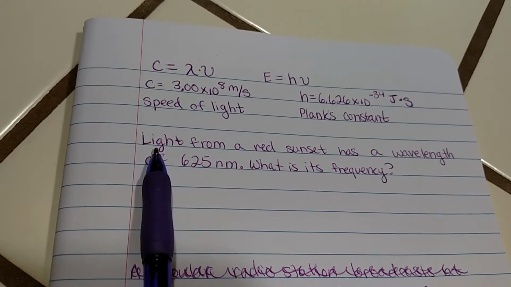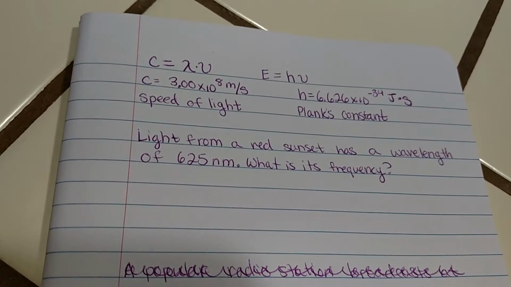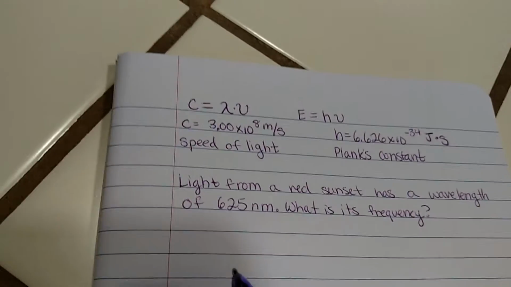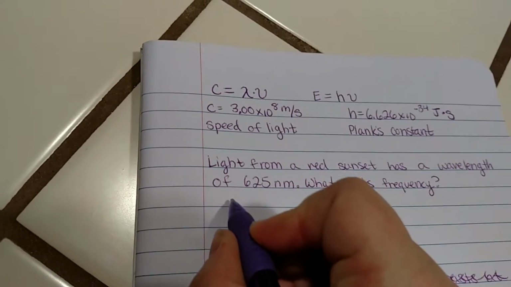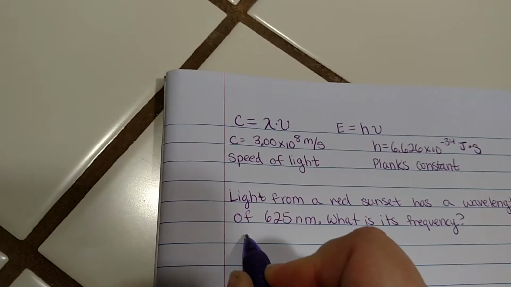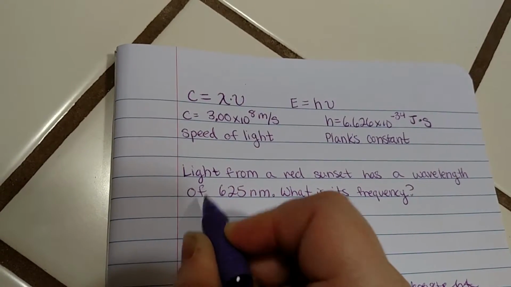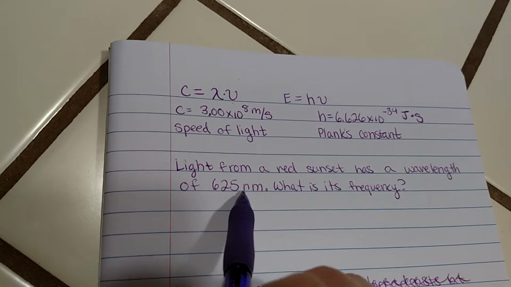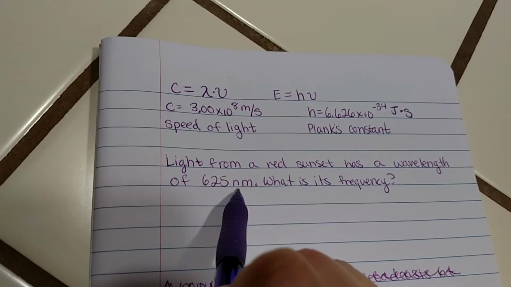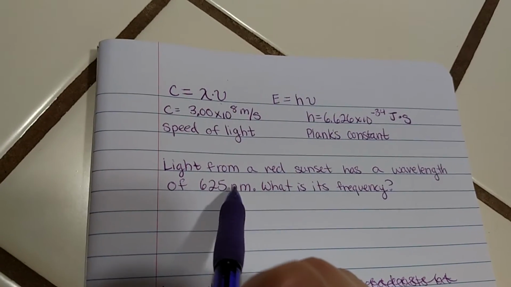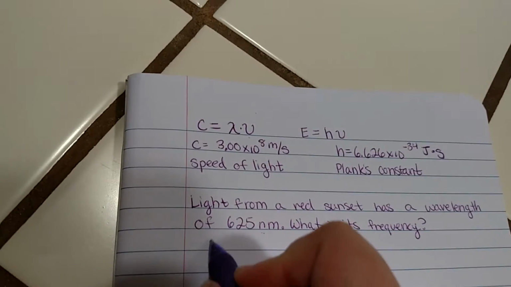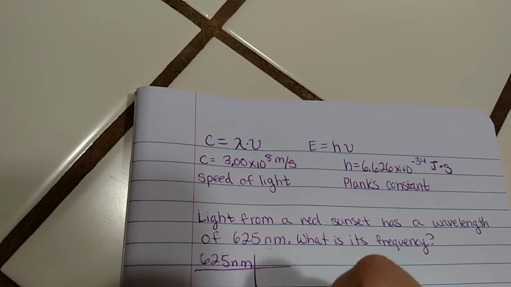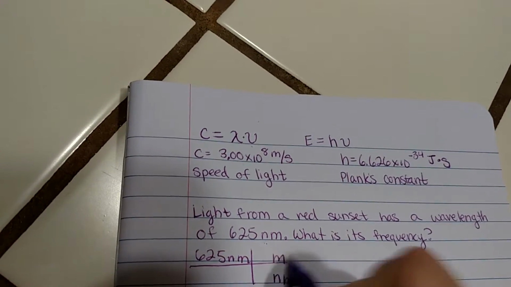Our first one says, light from a red sunset has a wavelength of 625 nanometers. What is its frequency? If we want to solve for the frequency, we need that wavelength. Our wavelength is 625 nanometers. The first thing we need to do is convert our 625 nanometers into meters.